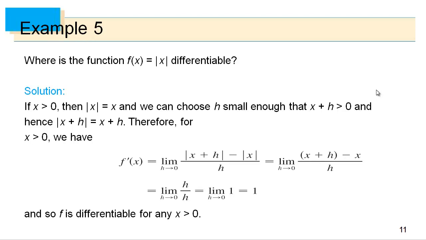And therefore we have f is differentiable for all x greater than 0 because we just found that the limit existed for everything. It was always 1. It was just a constant.